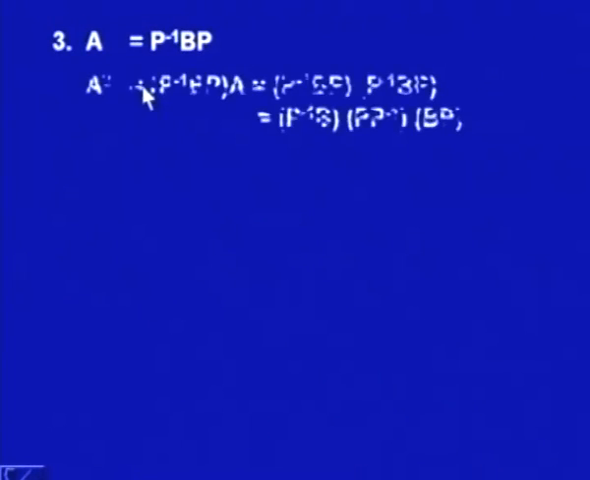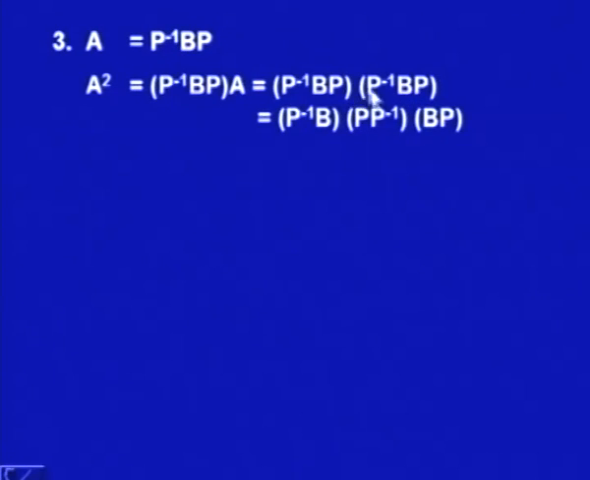To prove the third result, let us consider A is equal to P inverse BP. We will prove this result by induction. So, let us see what happens to A square. If we multiply A with A, then it is A square, which is equal to P inverse BP into P inverse BP. I have written these, this is first A and this is second A. So, we multiply it, this multiplication is associative.